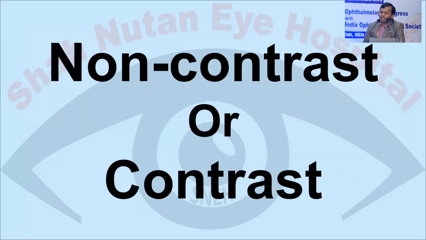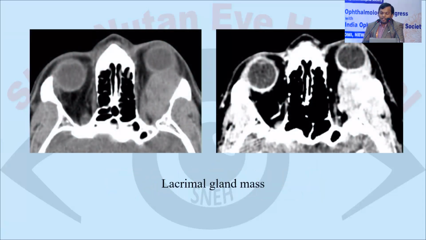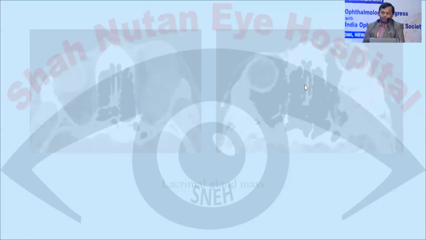Now, when to use contrast and when not to use a contrast. So most of these cases I have shown till now were non-contrast scans, and they provided us a very good method to determine the surgical plan. Now these are some cases of lacrimal gland masses extending into the posterior orbit, and we can see a brilliant contrast enhancement in these masses. So these are usually malignant masses because a pleomorphic adenoma usually would not enhance so much, and this patient turned out to be an adenoid cystic carcinoma of the lacrimal gland.